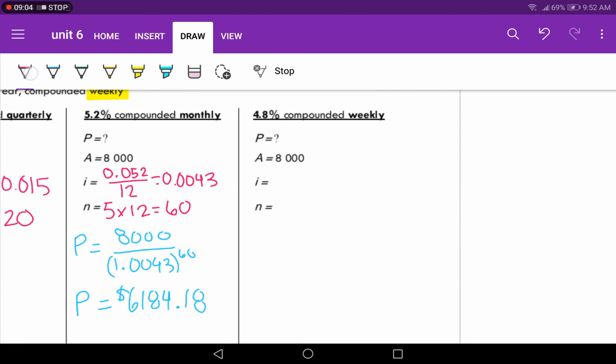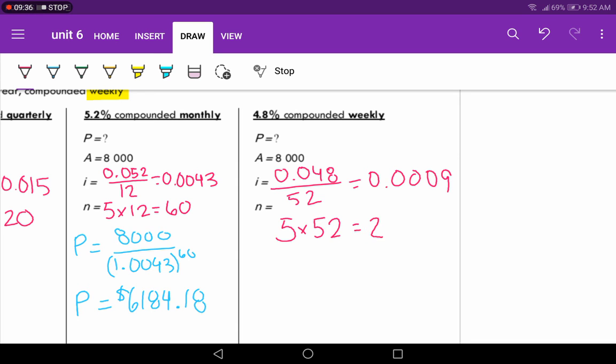Okay, looking at this last one, we have 4.8% compounded weekly, so our I is 0.048 divided by the 52 weeks in a year, which is 0.0009. And our N, again, is that 5 years times 52 weeks, which is 2,704. Does that make sense? 52 times 5? I feel like it does not. Where the heck did I get that number? Okay, that's 260. That makes a lot more sense.